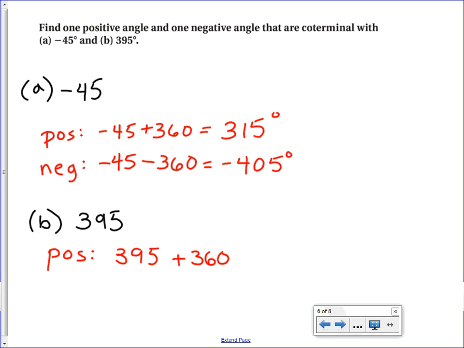So I'm going to start at 395. I will add 360. Go on another lap around. Gets me to a 755-degree angle. That would be coterminal with 395.